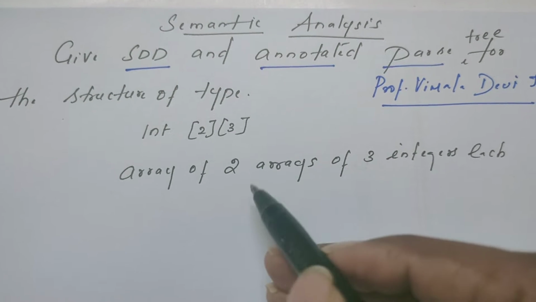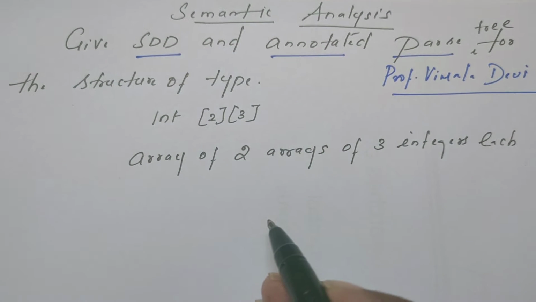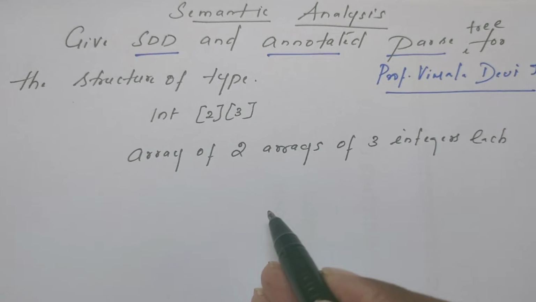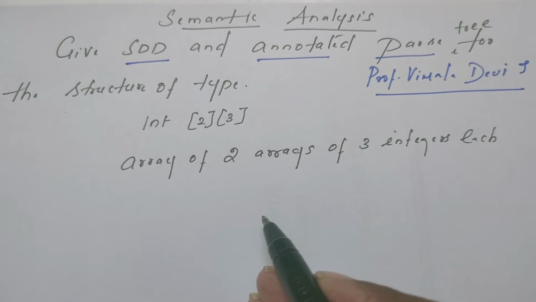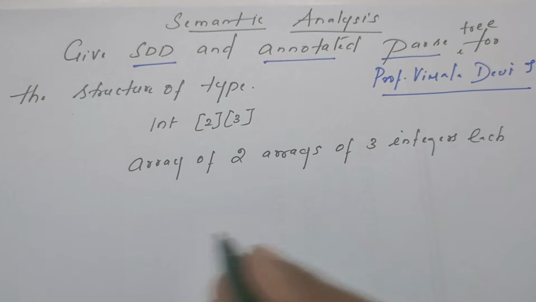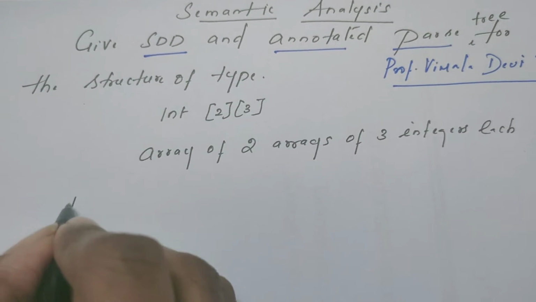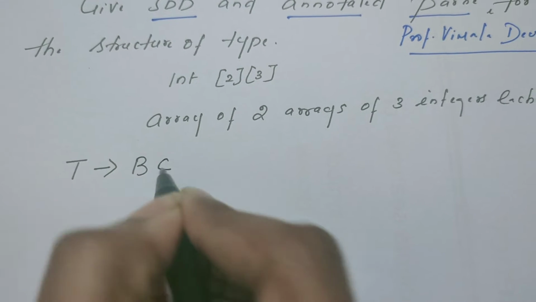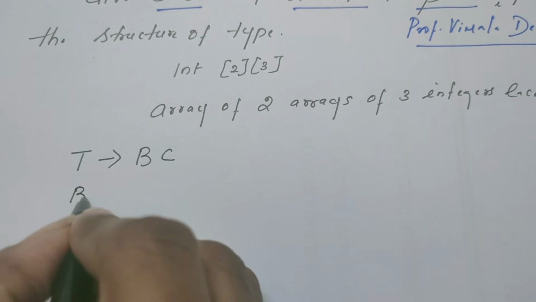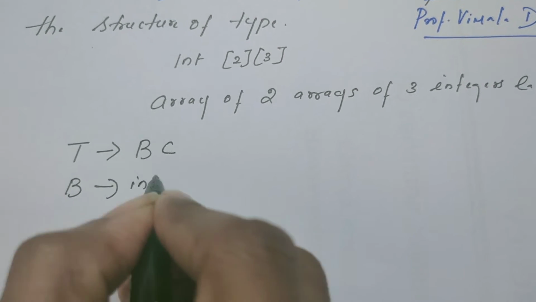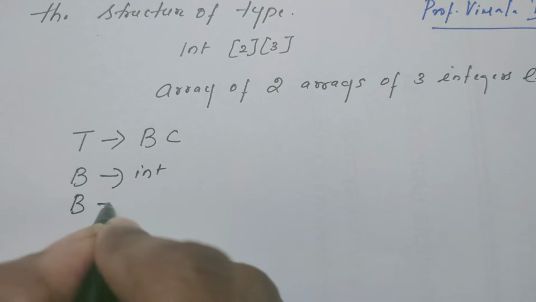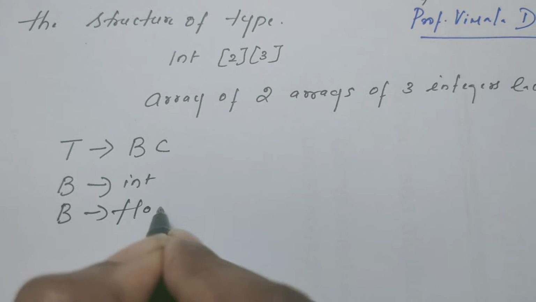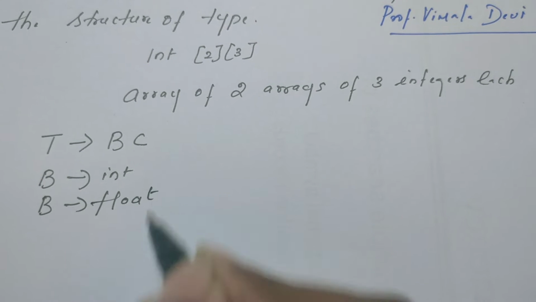So for this, now I'm going to write the grammar. As usual, I'm going to draw the parse tree, annotated parse tree, and from there we are going to derive the semantic rules also. First, let us see the grammar. So T is the start symbol of the grammar. T derives BC. B is a basic data type. So this B can be either int or float or real. You can include as many data types as you want.